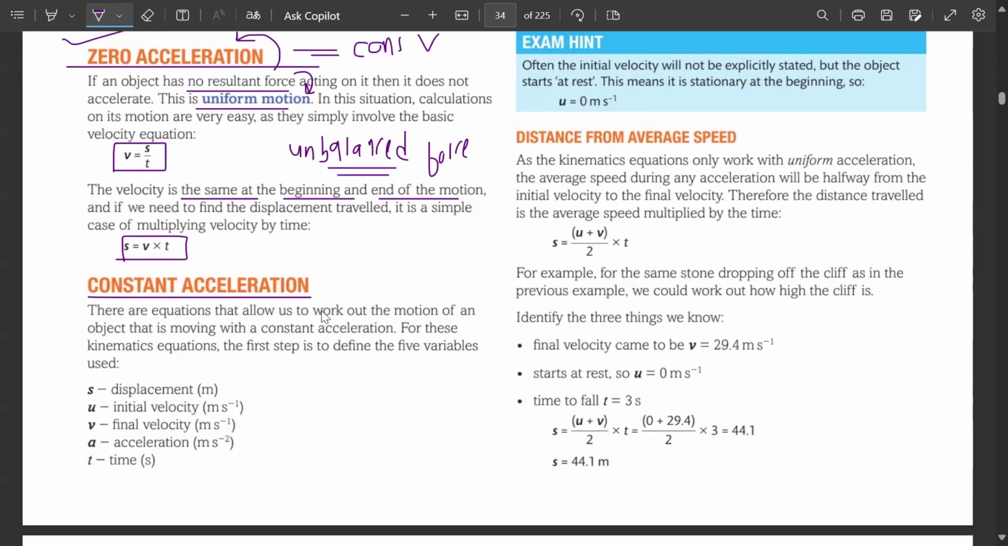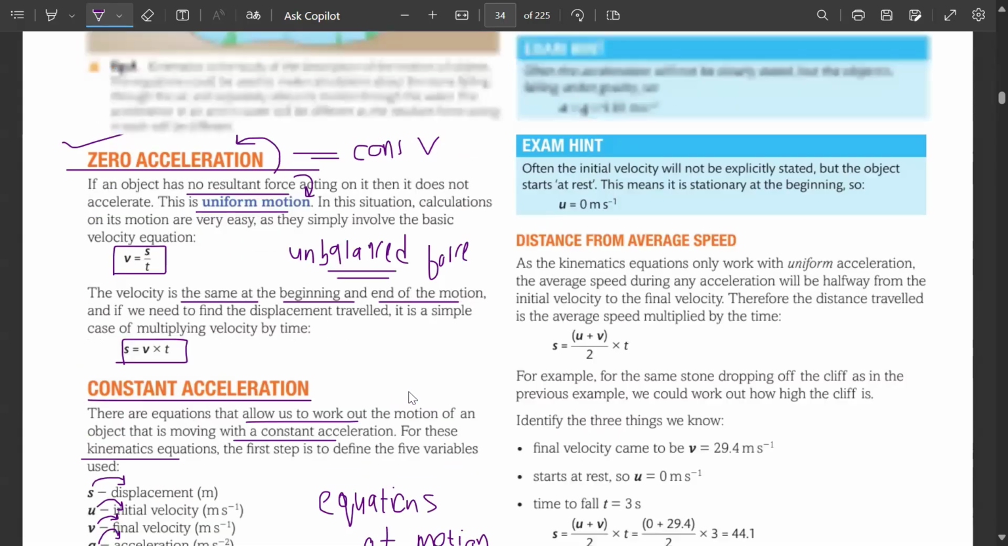Constant acceleration means what? When there is constant acceleration, now you're going to discuss the different equations of motion that you have to consider because now acceleration is involved. And acceleration is going to be involved in all of those four equations of motion. There are equations that allow us to work out the motion of an object that is moving with a constant acceleration. And for these kinematics equations, we have to know that S is displacement, U is initial velocity, V is final velocity, A is acceleration, and T represents time.